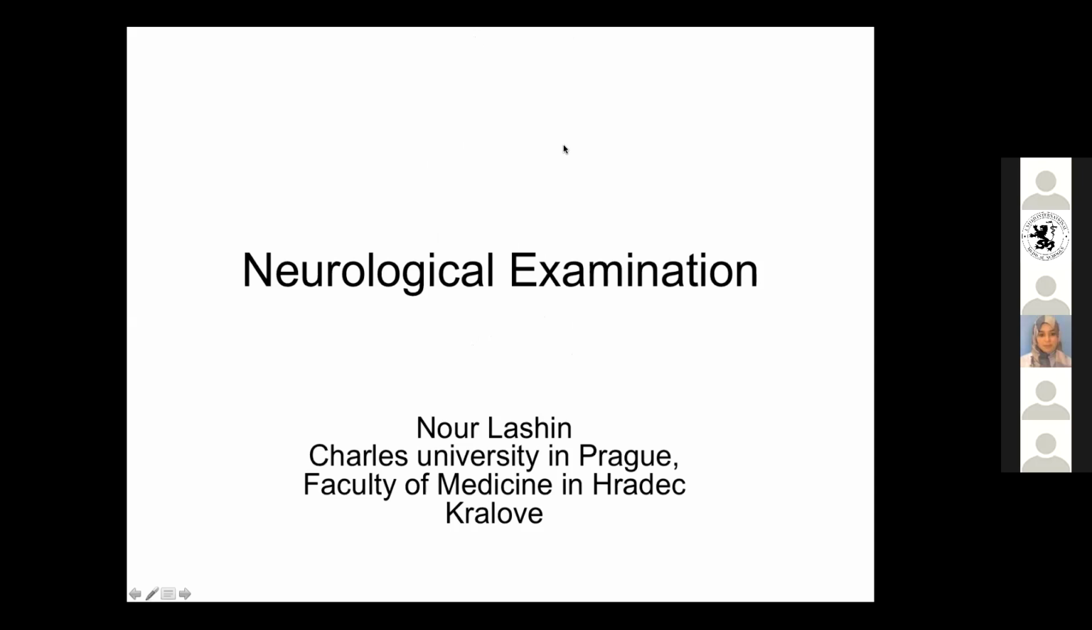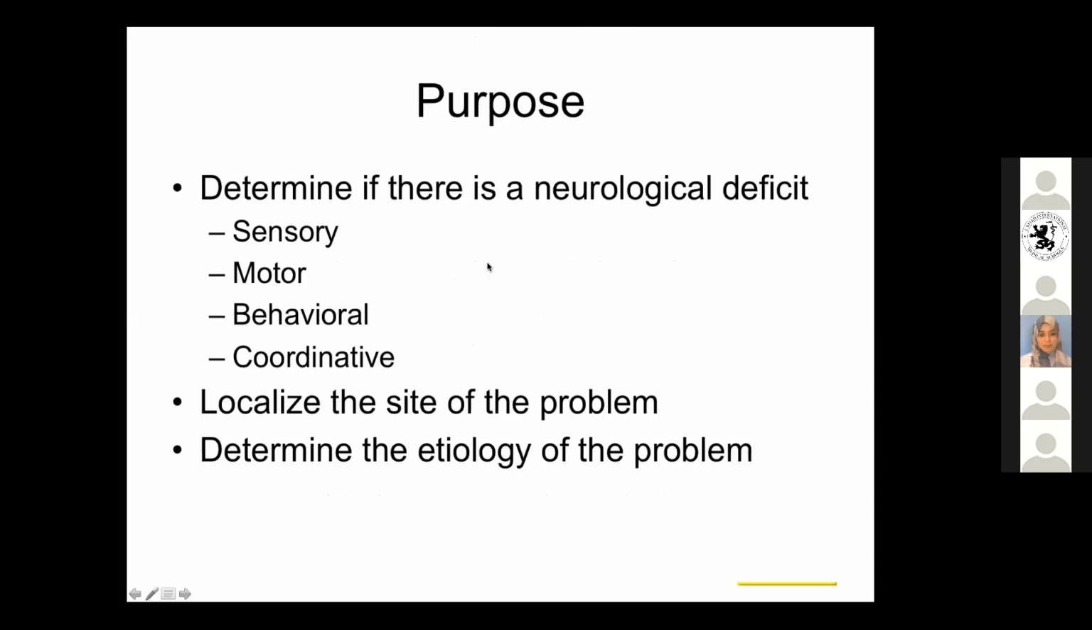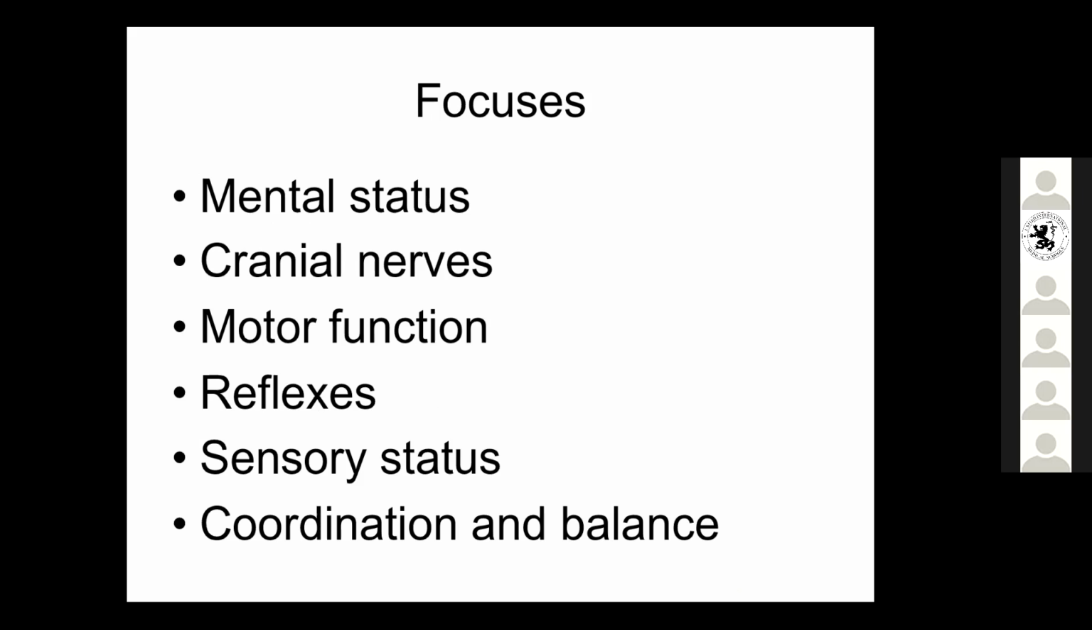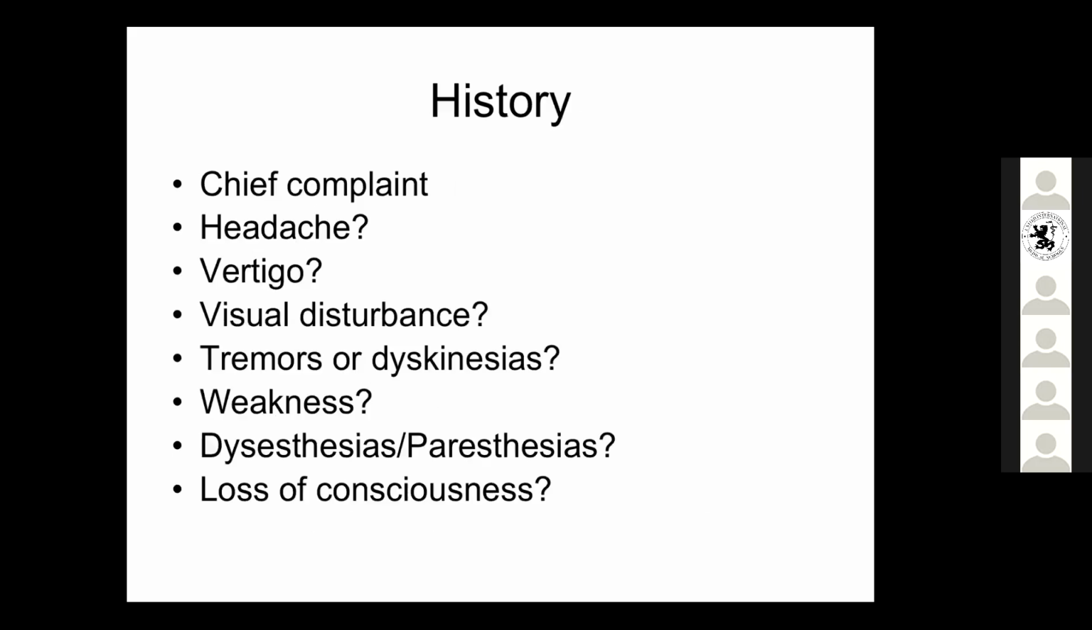All right, that's perfect. So today I'll be discussing neurological examination, and so neurological examination is very important. Its purpose is to determine the neurological deficits, whether sensory, motor, behavioral, or coordinative. It also helps us know the site of the problem and the cause of the problem. So in neurological examination, we focus on evaluation of mental status, the function of cranial nerves, motor, sensory, coordination and balance functions, as well as reflexes.